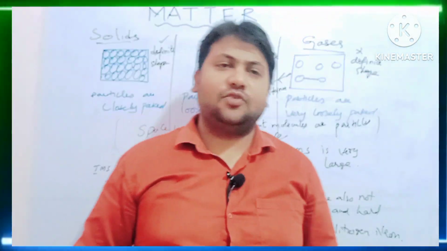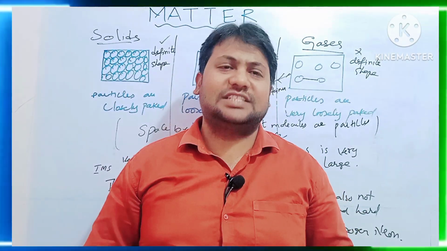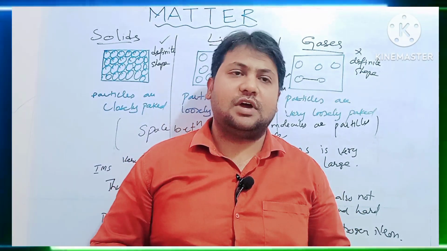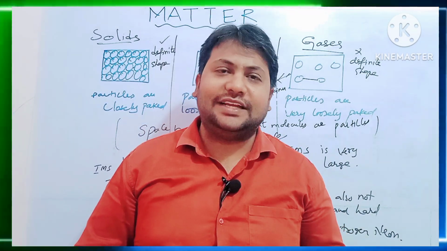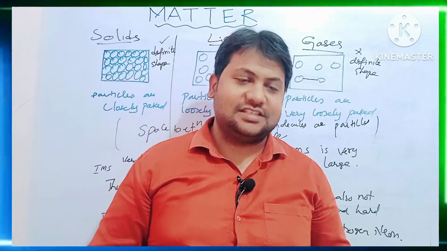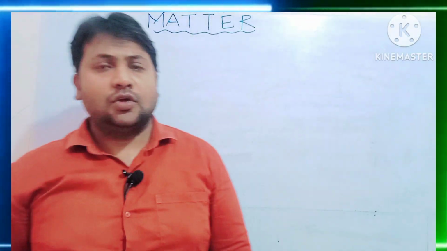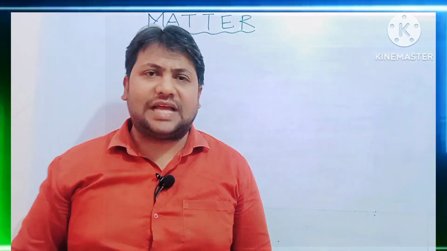So now, without wasting time, let us go to the fourth state of matter, that is plasma, and the fifth is the Bose-Einstein condensate, and the last is time crystals. So our next topic is plasma.